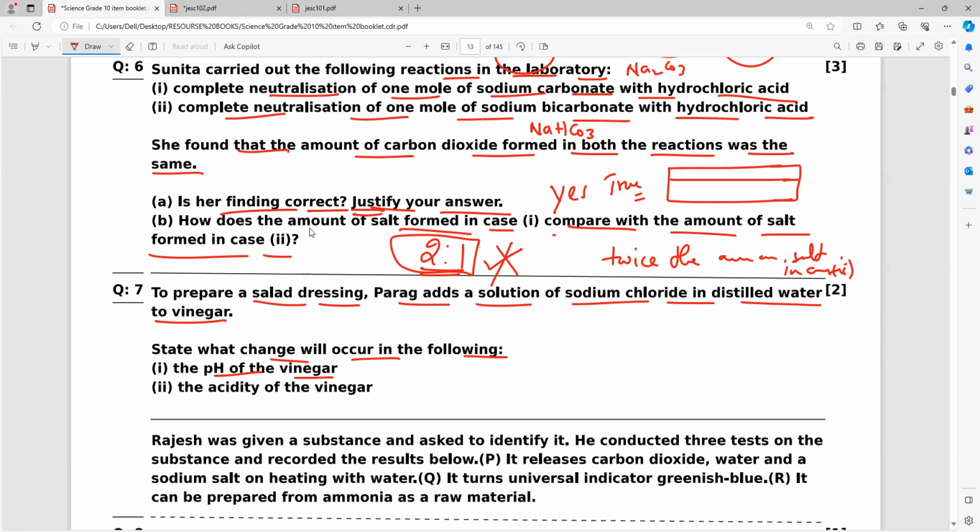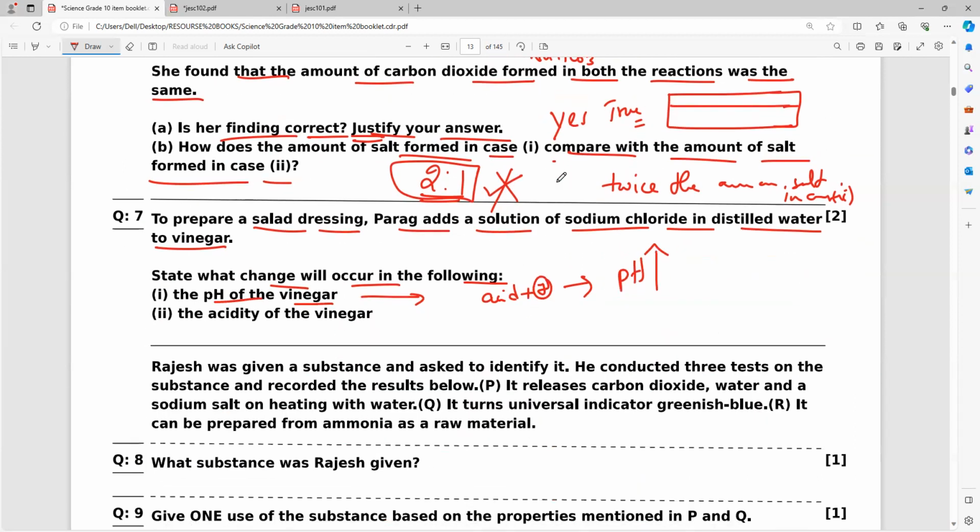So vinegar is a what first? Acid or base? Acid. Is it right? All of you. Yes, please respond, guys. Vinegar is an acid. So if you add the 7, that is what? Base. Sorry, neutral, not base. So you are diluting. Diluting means the pH value increases or decreases? Just now we studied. Increases. The pH value increases.